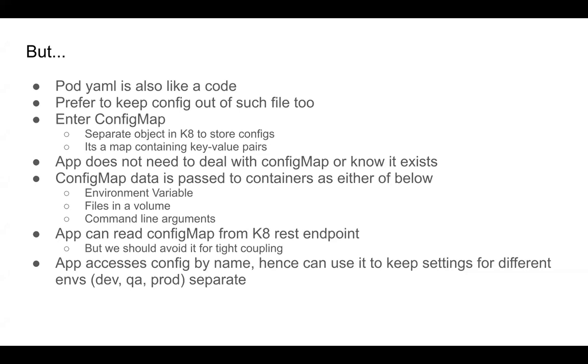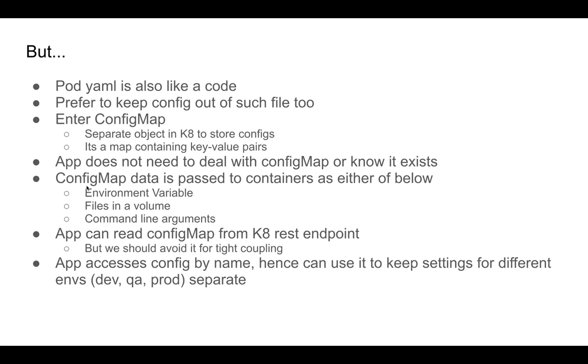It's a separate object in Kubernetes for configurations. All it is is a map. You can see the name itself, ConfigMap. It's a map containing some key value pairs. Now the application which we develop need not know whether a config map even exists or not. It does not know that, and I will show you how. It just needs to work with the configuration like it would work without Kubernetes in place.